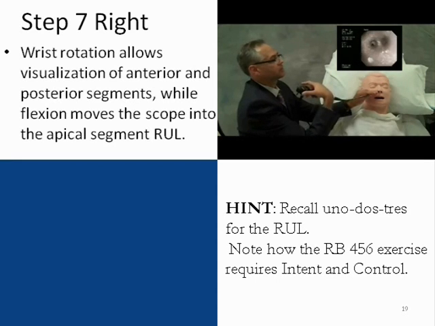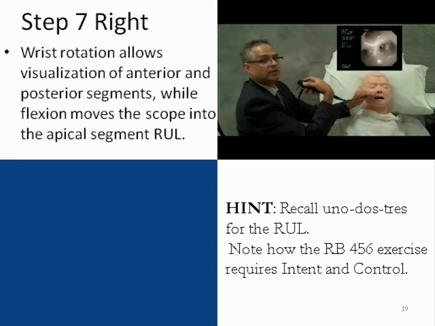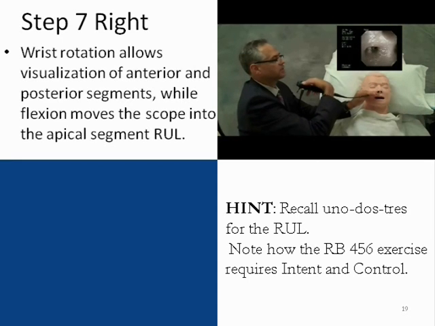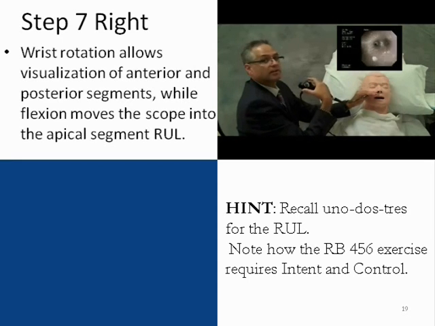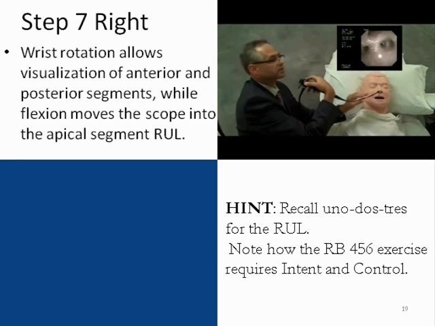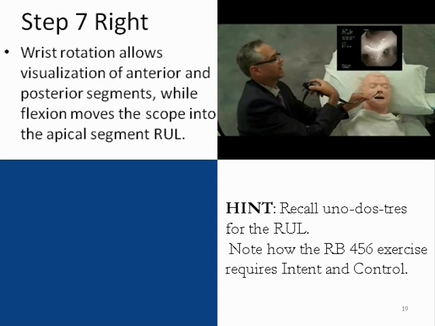Anterior, posterior, anterior, posterior. Notice how each time the bronchoscope is pulled backwards just a little bit to make room for the tip of the scope to rotate within the lobar bronchus. In order to visualize the apical segment, one can flex the scope a little bit more and advance the scope up into the apical segment of the bronchus.